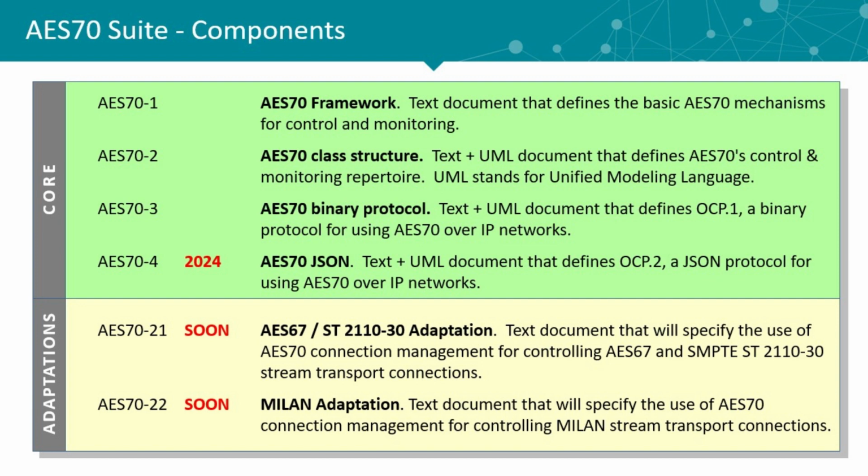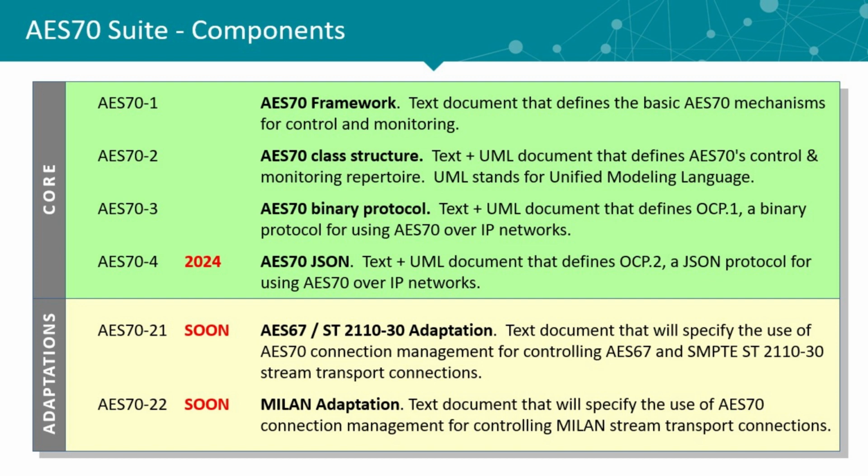AES70-2 is the class structure. There's 15 or 20 pages of text, and then a big Unified Modeling Language file to describe the whole repertoire. So all those circles and bubbles that you saw on the slide before are all very rigorously defined in UML, and you can even use them for code generation if you're familiar with using UML for that.